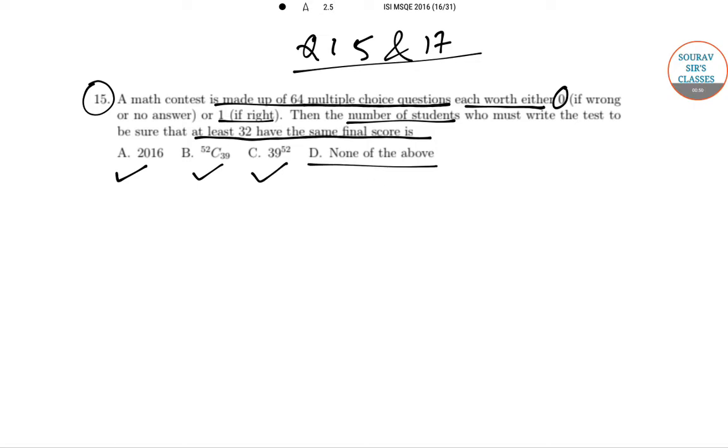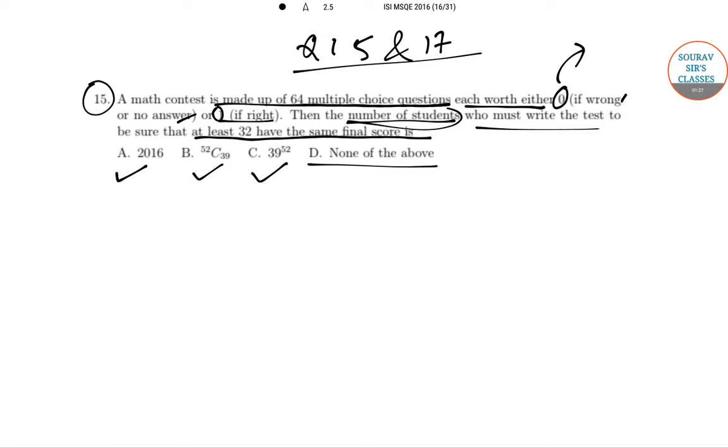So basically there is a math contest which is made up of 64 multiple choice questions, or MCQs. Now if the answer is wrong or no answer is attempted for a particular question, then we get 0 marks. Now if the answer is right, then we get 1 mark. So we have to find out the number of students who must write the test so that at least 32 students have the same final score.